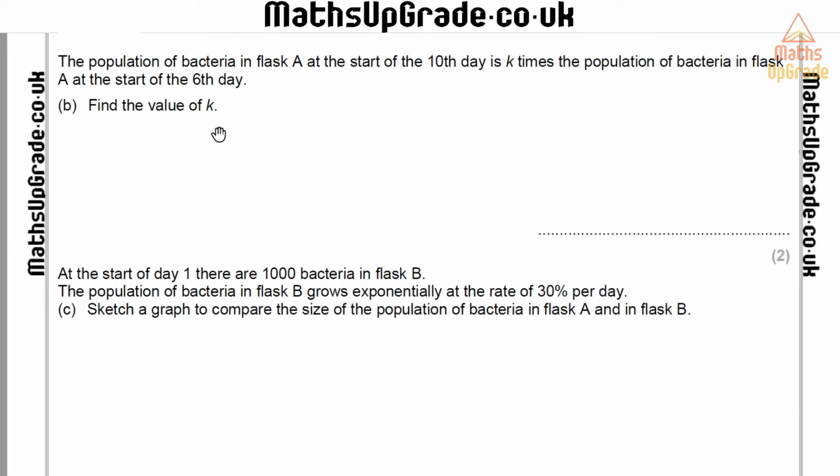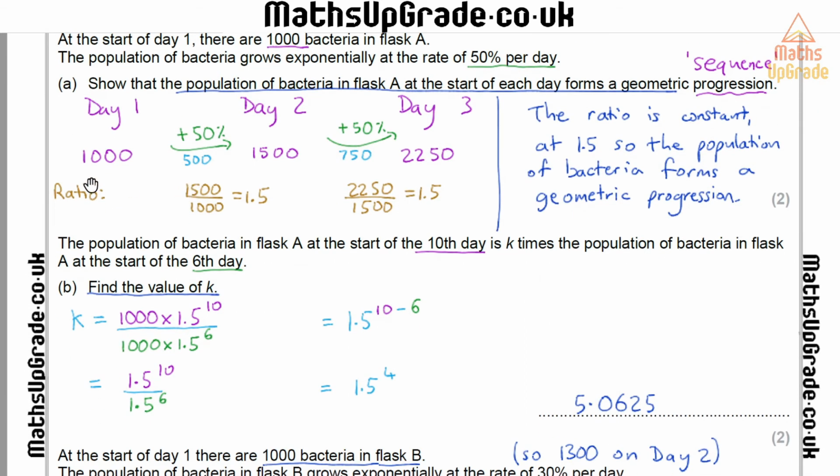So if you remember, on the first day there's 1,000 bacteria. On the second day there's 1,000 times 1.5. On the third day there's 1,000 times 1.5 times 1.5 again. So on the 10th day there'll be 1,000 times 1.5 times 1.5 times 1.5, basically times 1.5 10 times. So that's 1.5 to the power of 10. Now on the 6th day there'll be 1,000 times 1.5 to the power of 6.